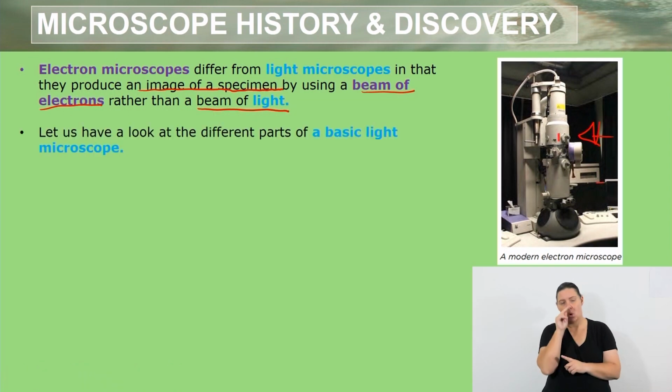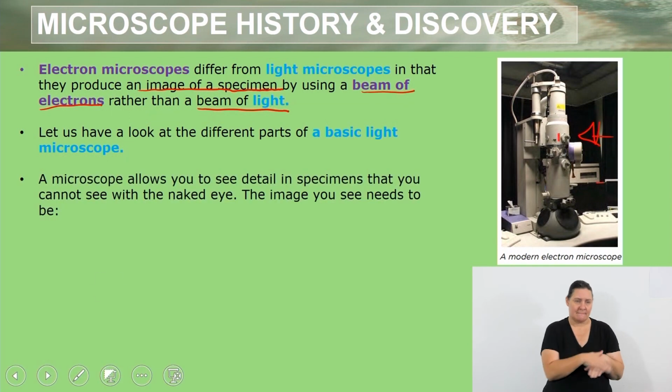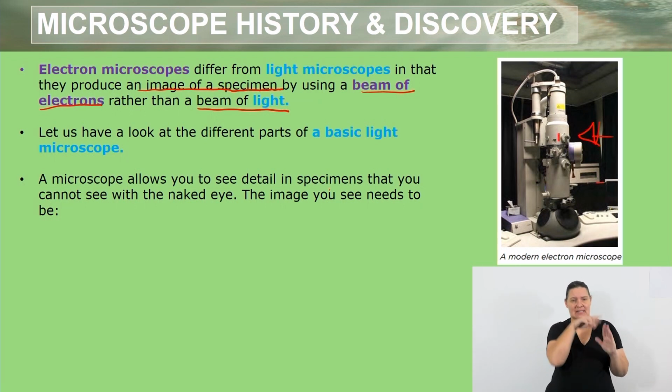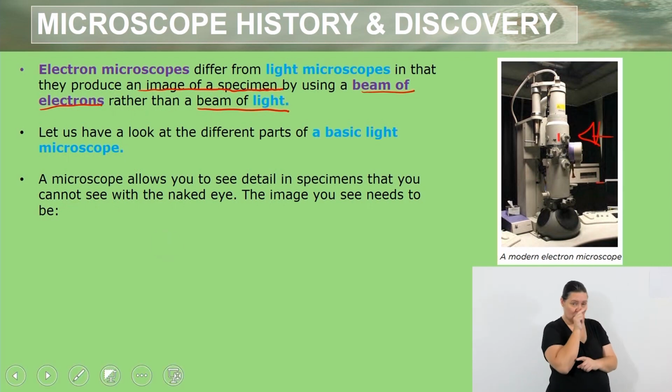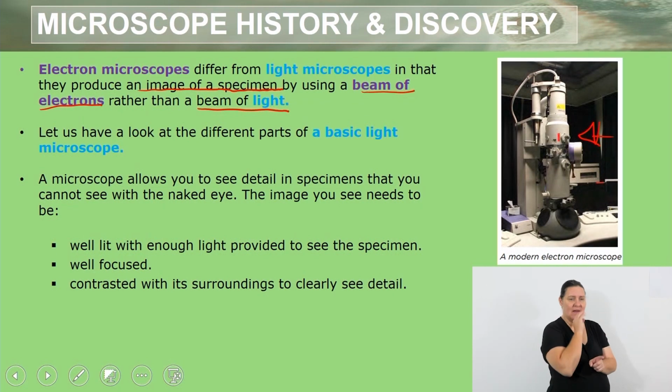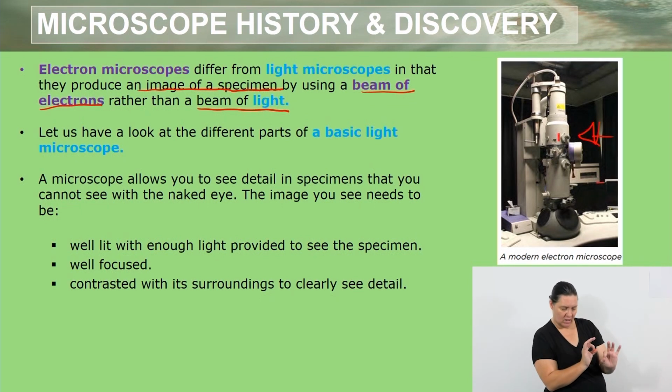Now let us have a look at the difference between the basic light microscope and the electronic one. The basic microscope allows you to see details in specimens that cannot be seen with the naked eye. The image you see needs to be well lit, which means it needs to have enough light provided. Also, it needs to be well focused and contrasted with its surroundings for you to clearly see the details. Obviously, if you need a microscope to see it, that means whatever you are observing cannot be seen with the naked eye. So that is the power of the microscope. It allows us to see things that we cannot look at with our own eyes.